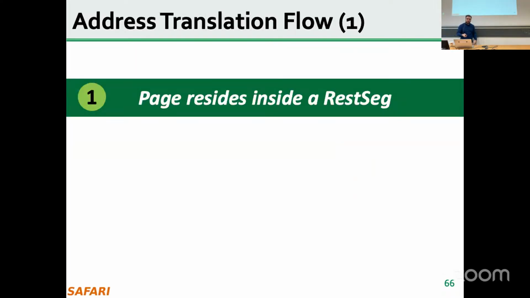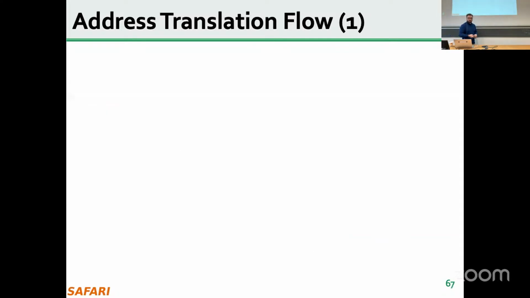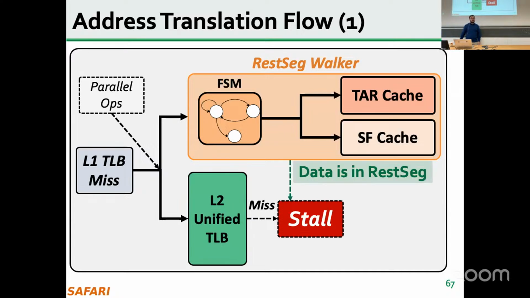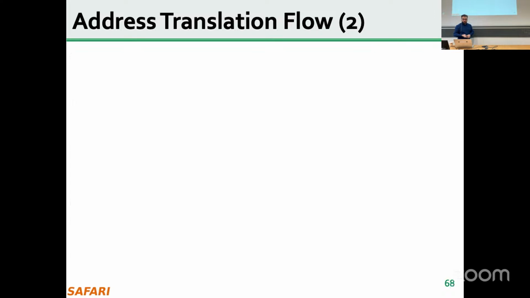Let's see the first scenario. We have a page that resides inside the restrictive segment. So this is the physical memory. In this scenario, we perform the L2 TLB access and the restrictive segment walk in parallel. We miss in the L2 TLB and we stall, and we wait for the result from the restrictive segment walker. Oh, the data is there, in the restrictive segment, so we can abort the flexible segment walk. So what is the hidden overhead here? Whenever we miss in the L2 TLB, we need to wait for the restrictive segment walker. But as I show in the paper, this is not a big deal.